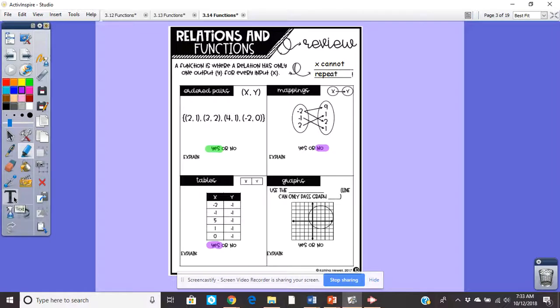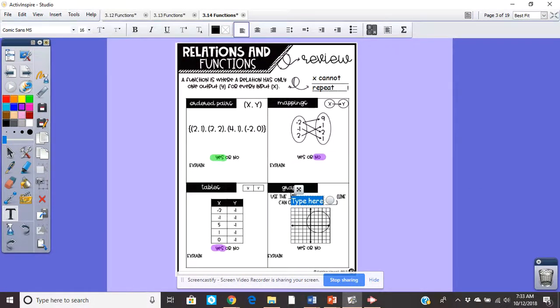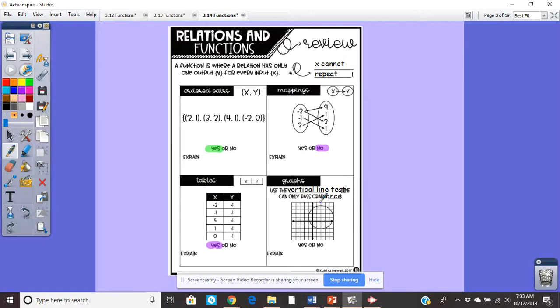And so down here for the graphs, you use the vertical line test. And it can only pass the graph once. And so we would draw a vertical line through our graph, and you can see that it's going to touch my graph in two places. So this does not pass the vertical line test. So this is not a function.